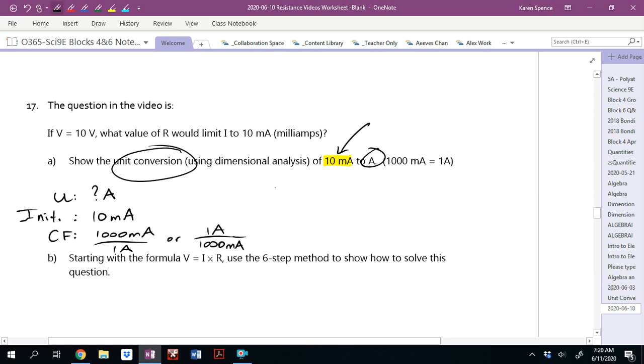Now, we're going to solve this. Our unknown is equal to our initial times our conversion factor. Our unknown is how many amps. Our initial quantity is 10 milliamps. And remember, if you want to, you could put that over 1 so you have a top and a bottom to that number. You don't have to, though, as long as you keep everything that's on the top in the same line.